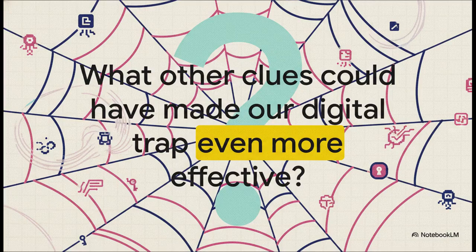But that leaves us with one final thought to chew on. We built a pretty good trap based on some fairly obvious clues, right? But what else could we have looked for? What other digital breadcrumbs might a piece of malware like this leave behind that could have made our detector even smarter, even more powerful?